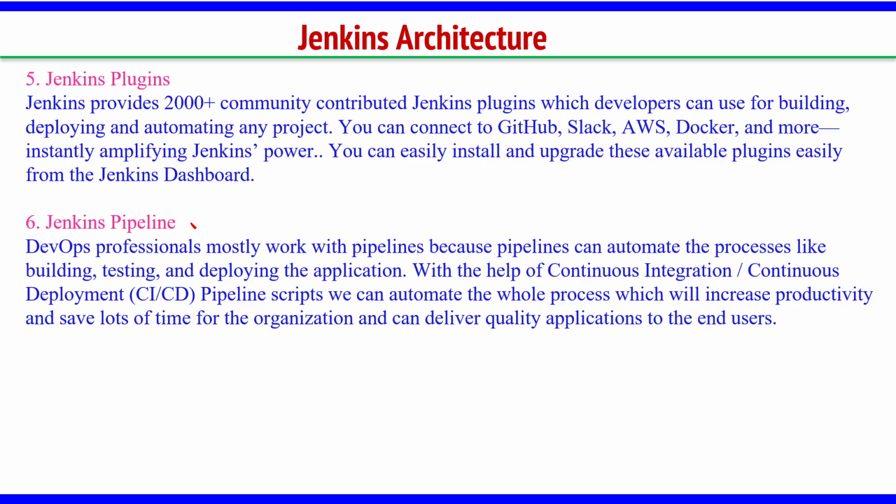By building a pipeline, everything will happen automatically. That's the final one, the Jenkins pipeline. Pipelines basically automate the process. With the help of CI/CD pipeline scripts, we can automate the whole process, which will increase productivity and save a lot of time. Maybe for a simple task, we will see Jenkins. Let me show you that. We will see the Jenkins architecture, how it looks, how we build the pipeline, and how we can integrate all these things.